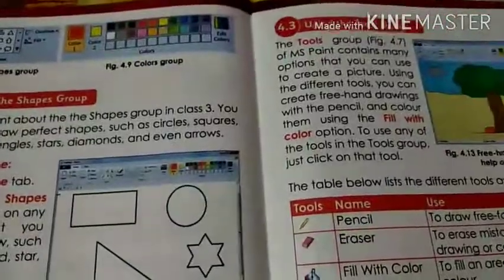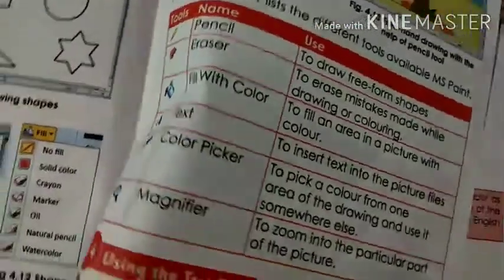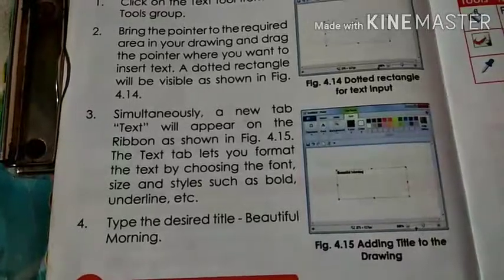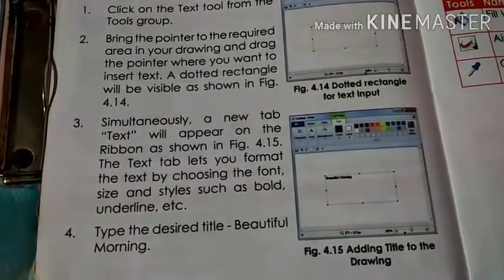So we have learned how to use shapes. Next we have learned about the tools group, which tools are available in MS Paint. Then we have learned how to use the text tool. I hope you all have understood whatever points we covered today.